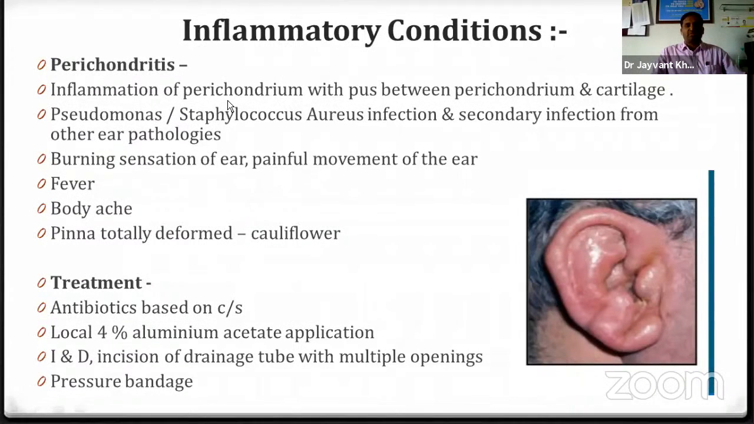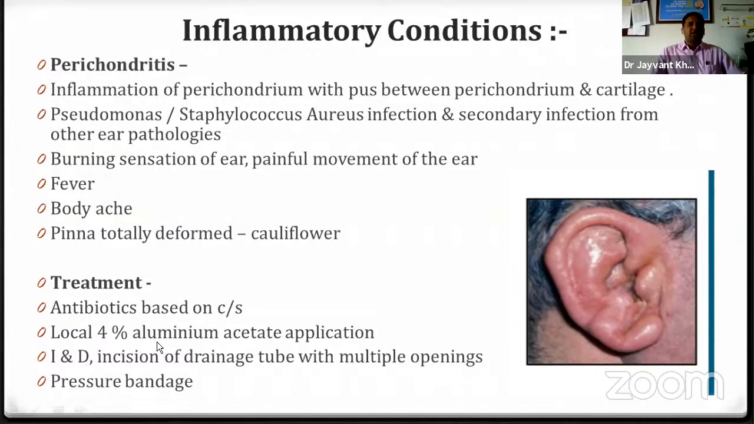Perichondritis is inflammation of the perichondrium of the auricle or pinna with pus between the perichondrium and cartilage. Causes are Pseudomonas, Staphylococcus aureus infection, and secondary infection from other ear pathologies. Symptoms: burning sensation of the ear, painful movement of the ear because skin and cartilage are strictly adherent, then fever because an infective condition is there, body ache, and the pinna totally deformed like a cauliflower.